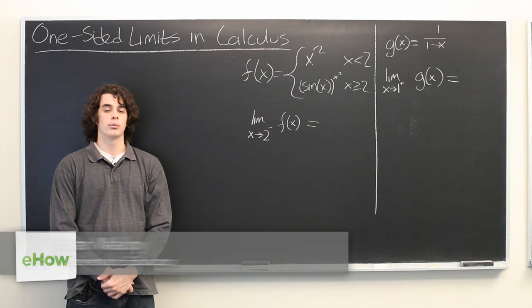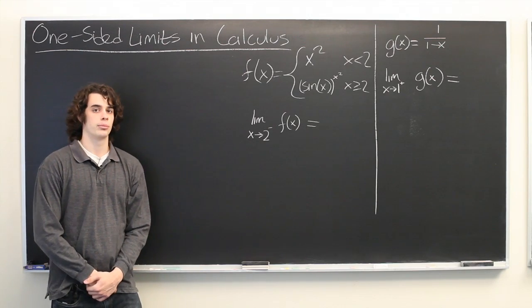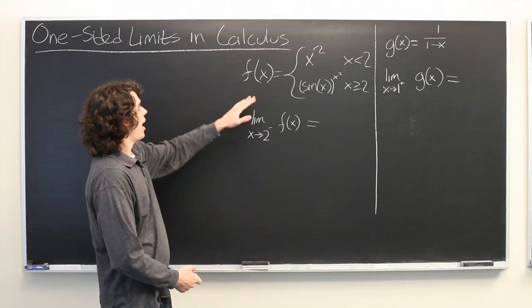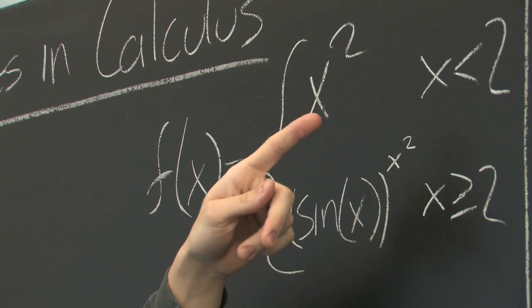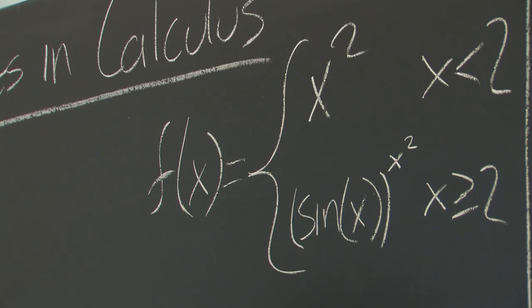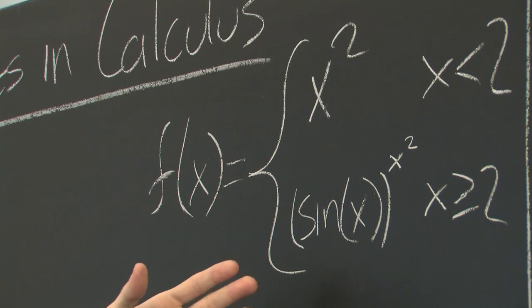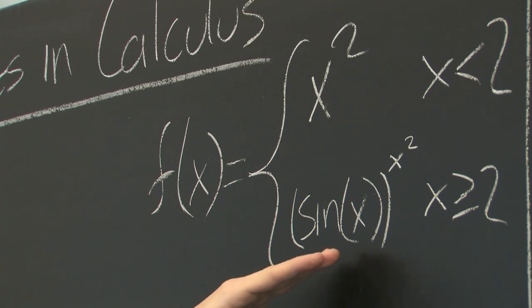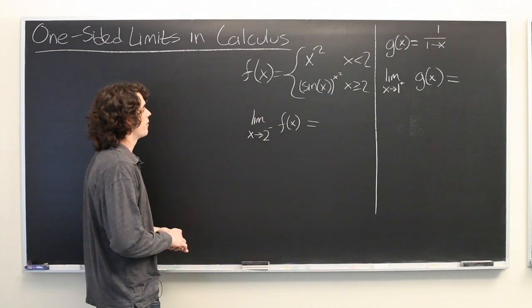In this video, we're going to discuss one-sided limits in calculus. So here we have f of x, which is a piecewise function. When x is less than 2, it is defined by x squared. And when x is greater than or equal to 2, it is defined by this weird-looking function, sine of x to the power of x squared. Probably something you've never seen before.